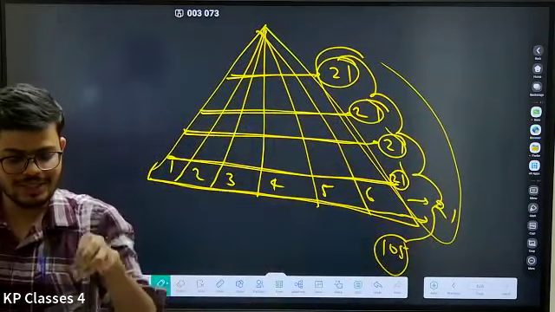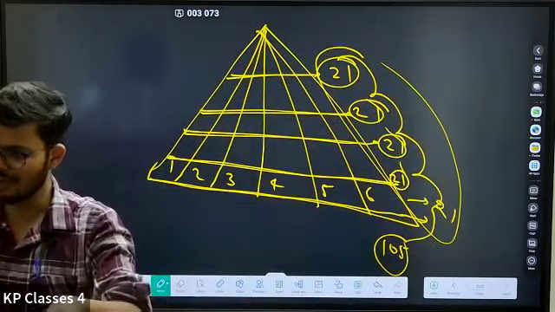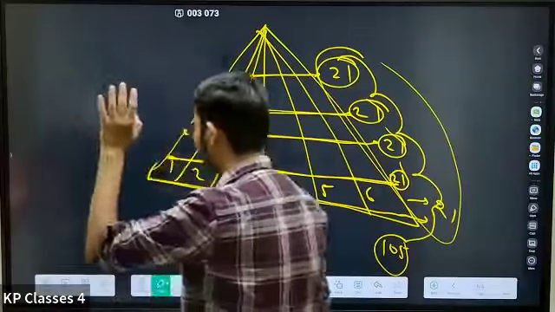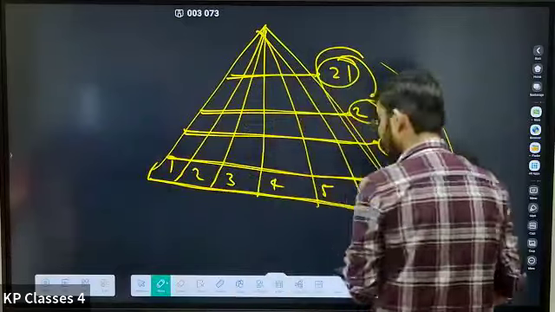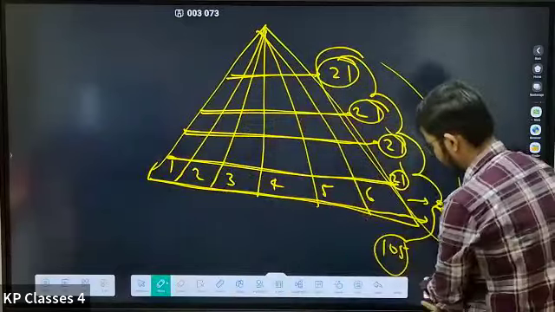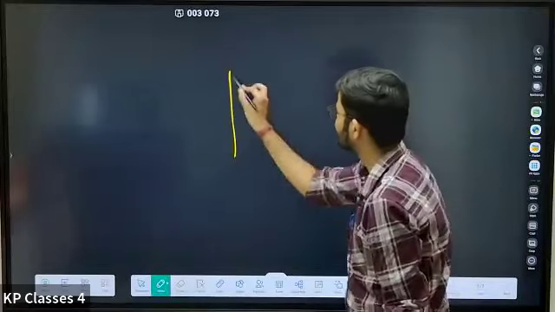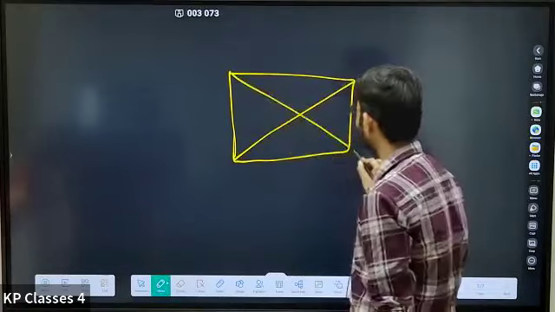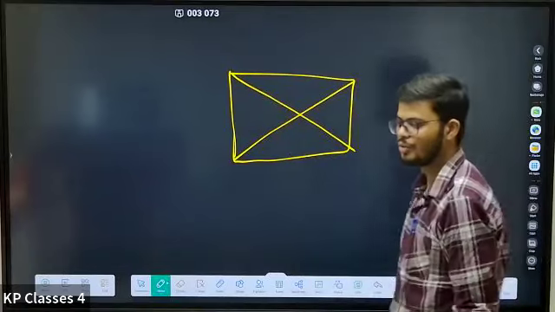So that is how there is a symmetry in these types of triangles, right? So this is one example. Now let's talk about the other case. I hope this is clear. Now let's take another example. Now suppose a figure like this is given. And now I'm asking how many triangles are there in this given figure. Now what will be the answer?